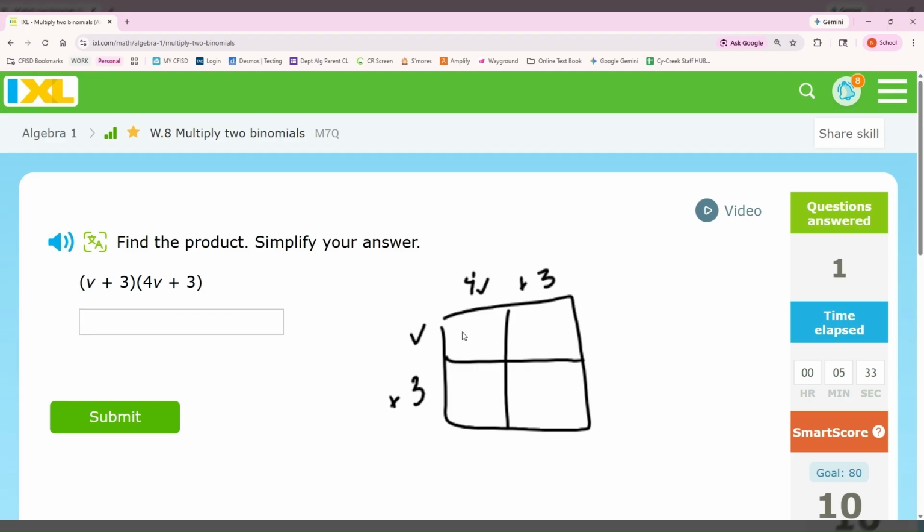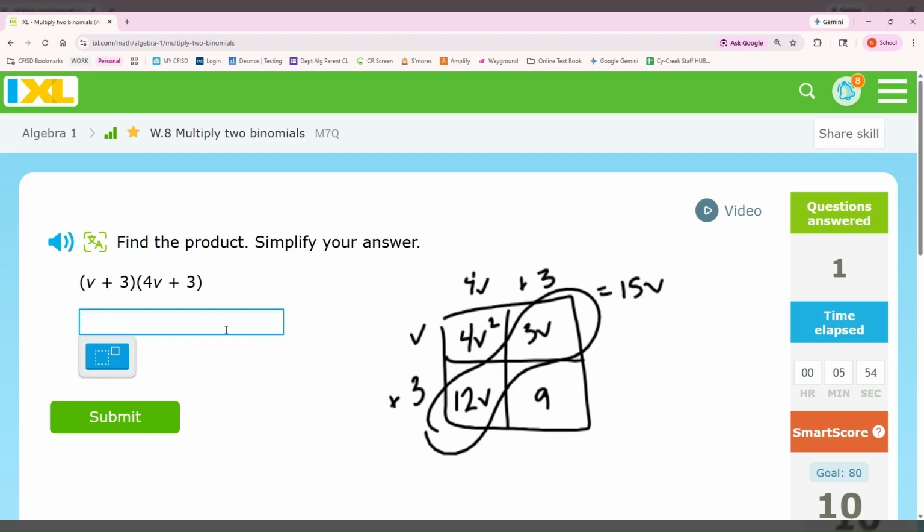4 times v is going to give me 4v squared. 4v times 3 is going to give me 12v. 3 times v is going to give me 3v. 3 times 3 is going to give me 9. And then I'm going to add these two, which is going to give me 15v. So now I'm going to write my polynomial of the product. So 4v squared plus 15v plus 9.